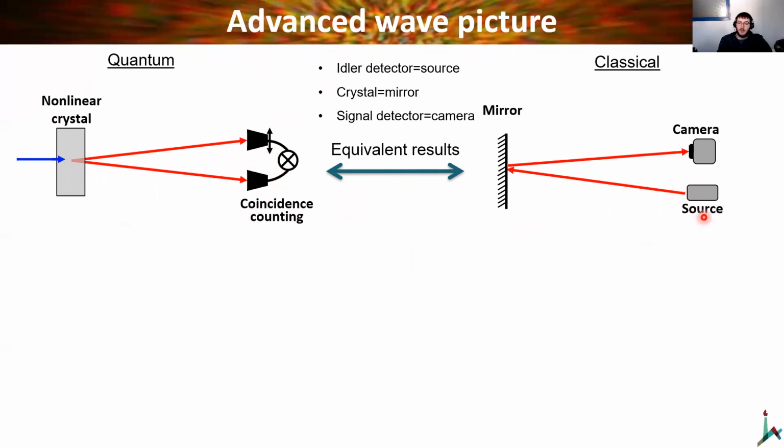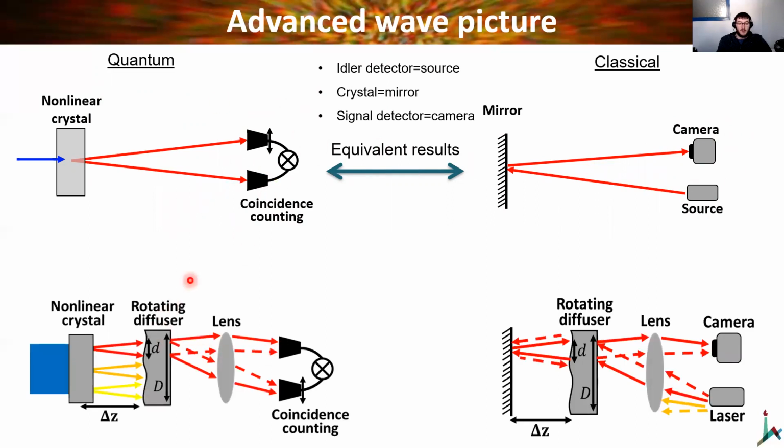We can replace one of the detectors with a source, and we replace the nonlinear crystal with a mirror and look at the back reflected light with a camera. What we know is that the intensity that we see in this camera will be equivalent to the quantum correlations that we will measure in the quantum experiment. In our case, the quantum experiment is an HBT type experiment where we have the thermal biphotons and we measure the correlations. We can replace it with an experiment in which we send a laser onto a rotating diffuser and look at the back reflected light with a camera.